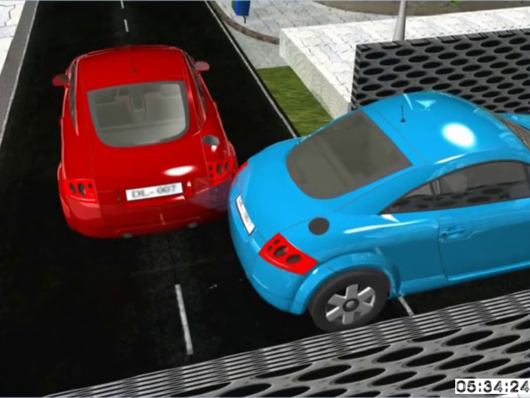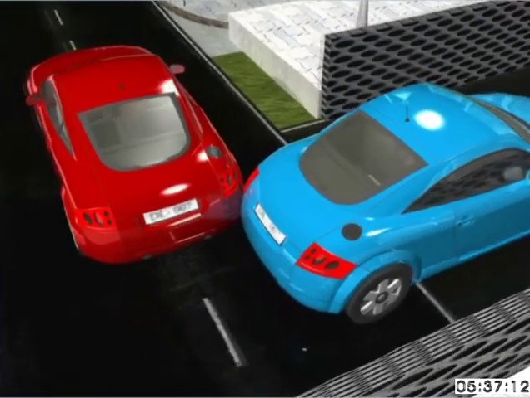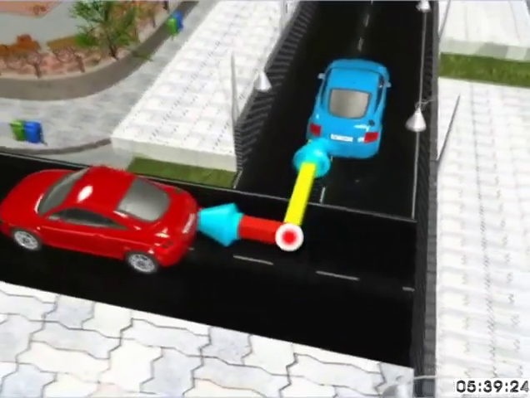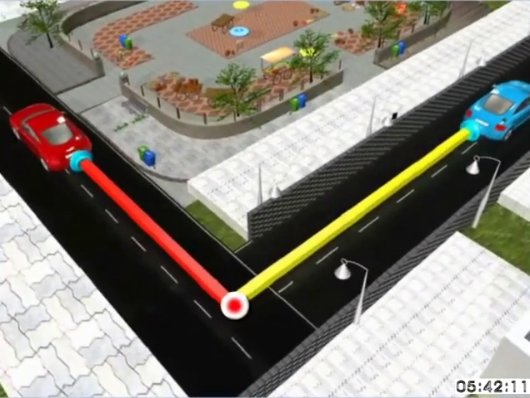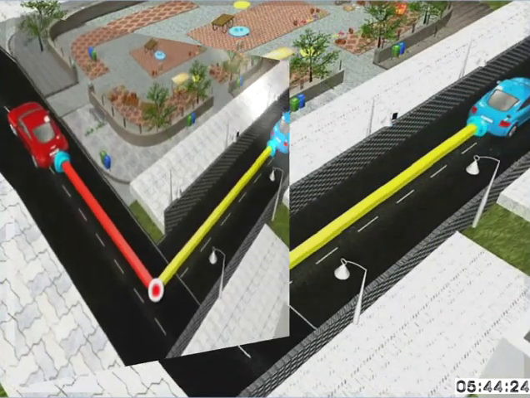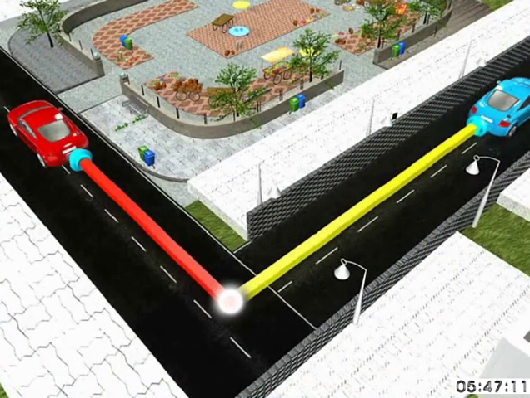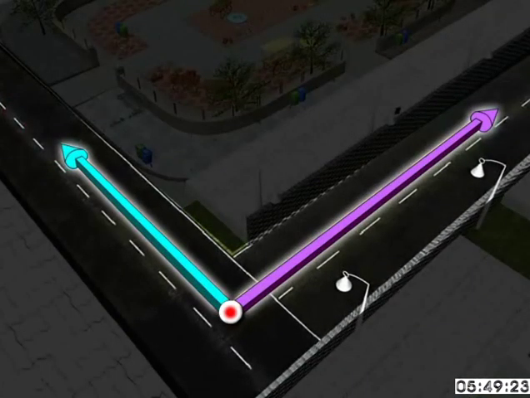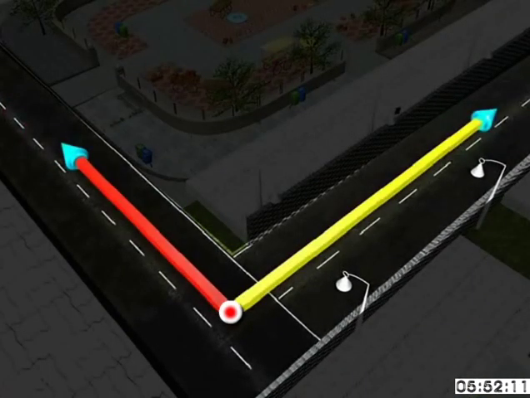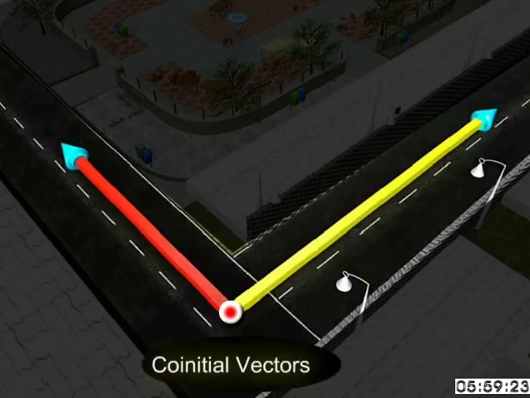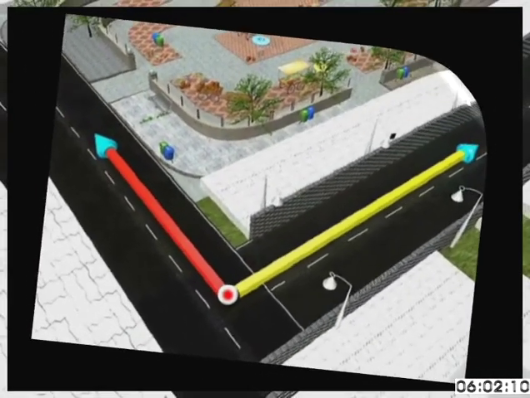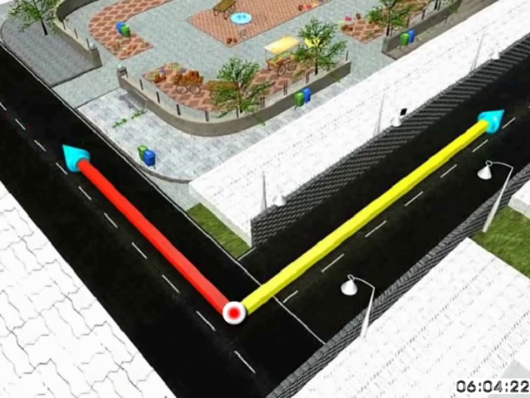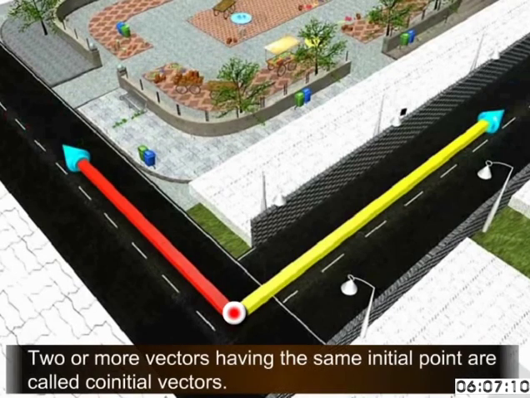Suppose two cars start moving from the same point but in any direction. As the starting point of both the cars is same, the vector representing the movement of the cars will have same initial point. Such vectors having same initial point are called co-initial vectors. This helps us to generalize that two or more vectors having the same initial point are called co-initial vectors.